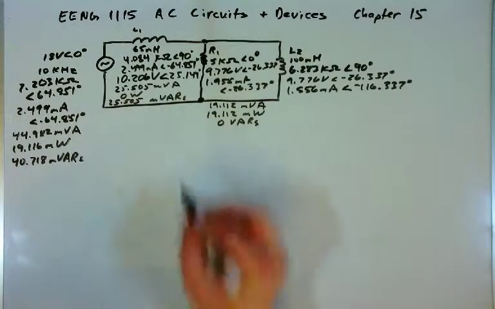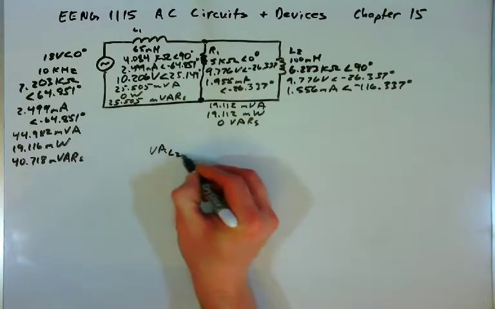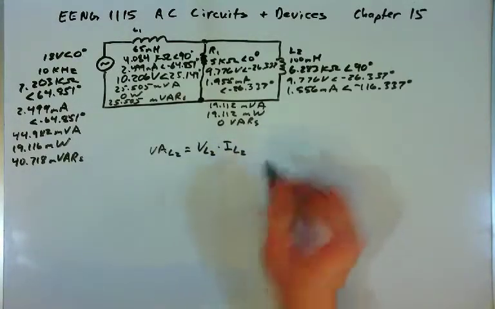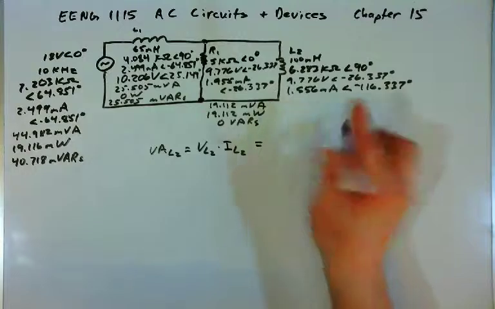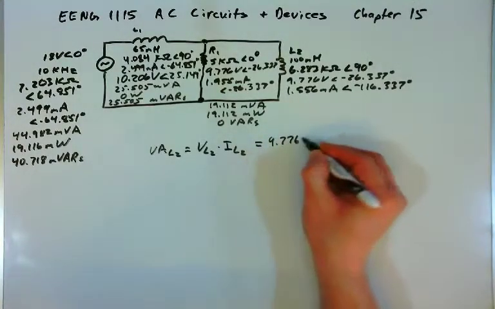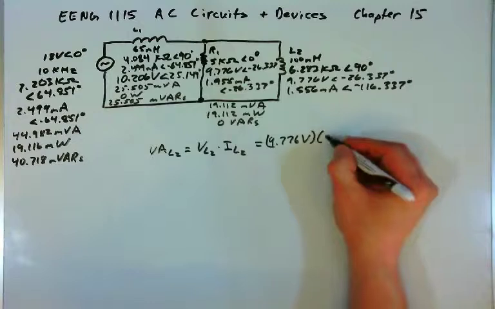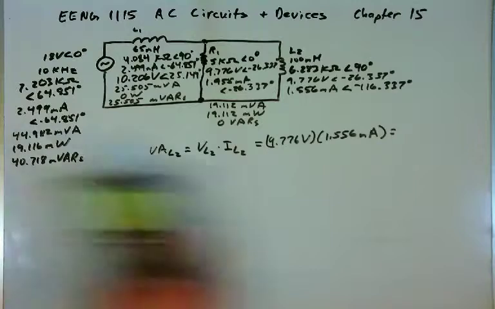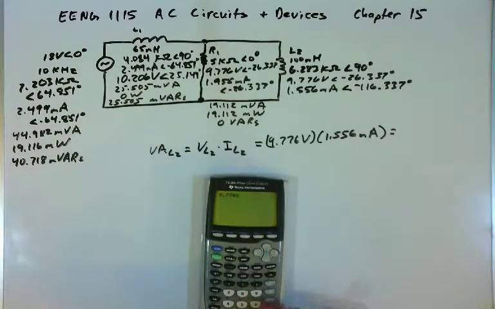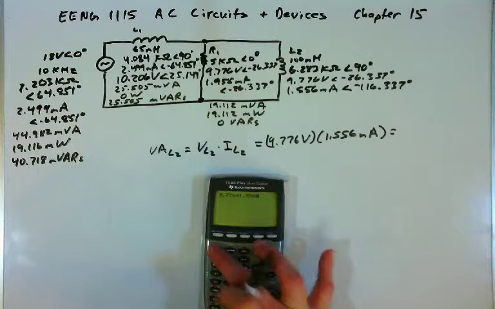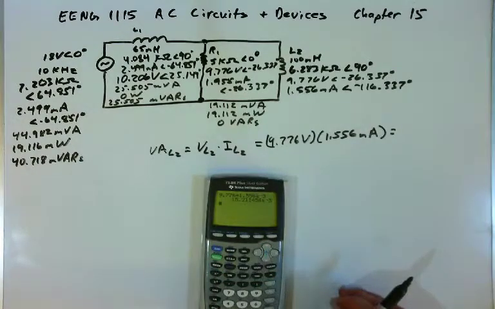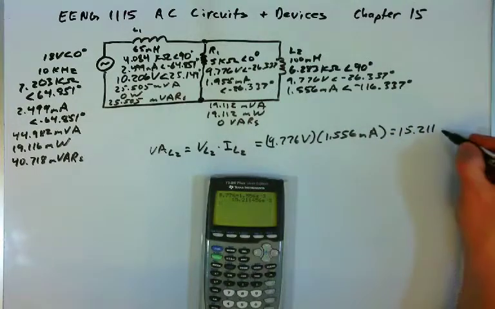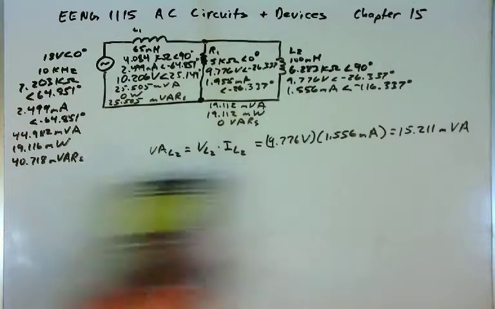Now we'll look at L2, the final component in the circuit. We'll start with volt-amps. Volt-amps for L2 will be the voltage across L2 times the current through L2 without any angle. And so the voltage is 9.776 volts. The current is 1.556 milliamps. And so we get 9.776 volts times 1.556 milli, and we get 15.211. 15.211, that's millivolt amps.